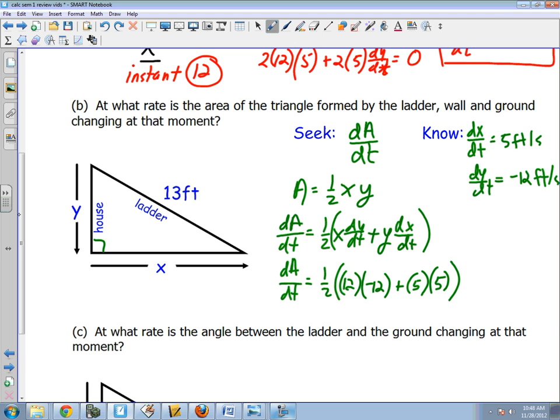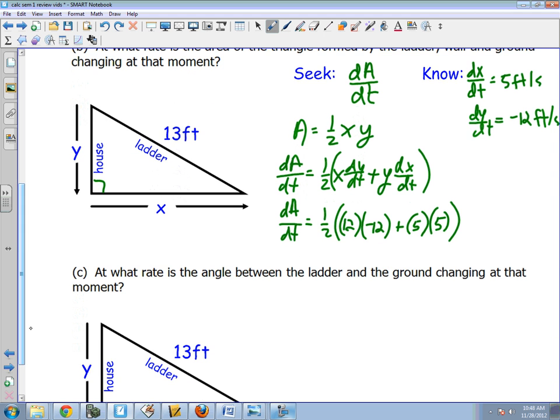So then I multiply this. So how is the area of the triangle changing at this given instant? It's going to be changing at a given rate. So I'm going to multiply these in. So negative 12 and 12 is negative 144. I'm going to add that to 25, and then take half. So negative 59.5 was the answer I got.